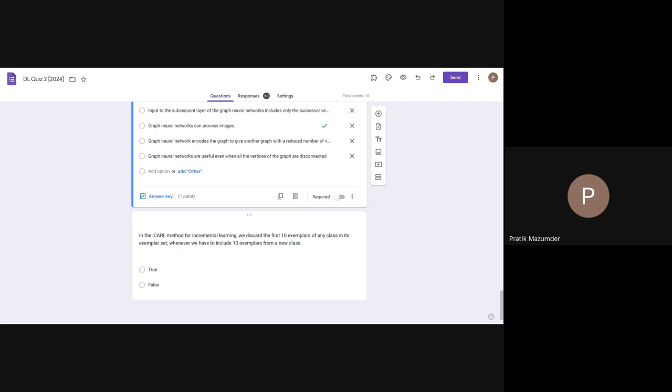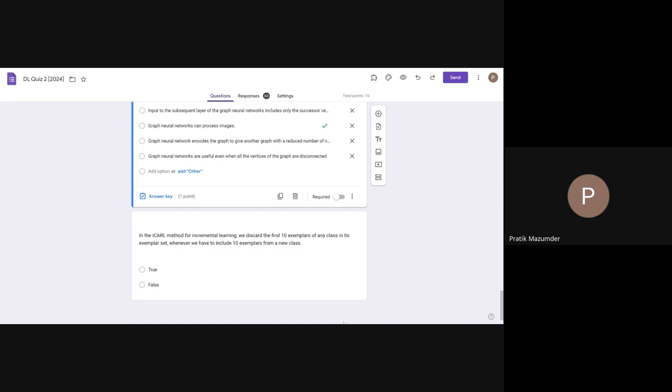I have to create some space from the existing exemplar set. If I had to create space for 10 samples, I would first divide it by the number of classes I already had in the exemplar set. Suppose I already had 5 classes. So I would remove 10 by 5, which is 2 samples of every class. And we would not remove the first set of samples from any class. We'll actually remove the last set of samples.